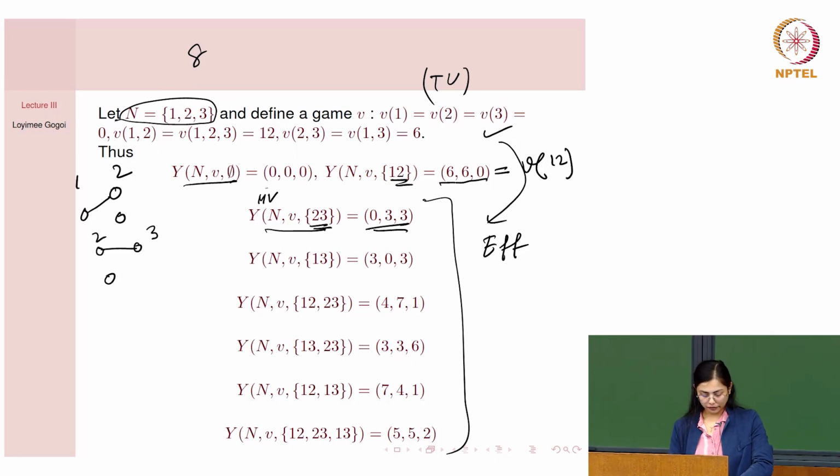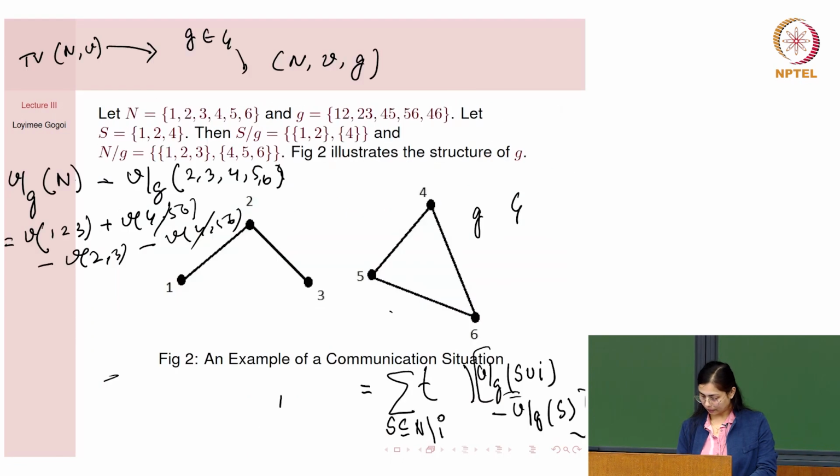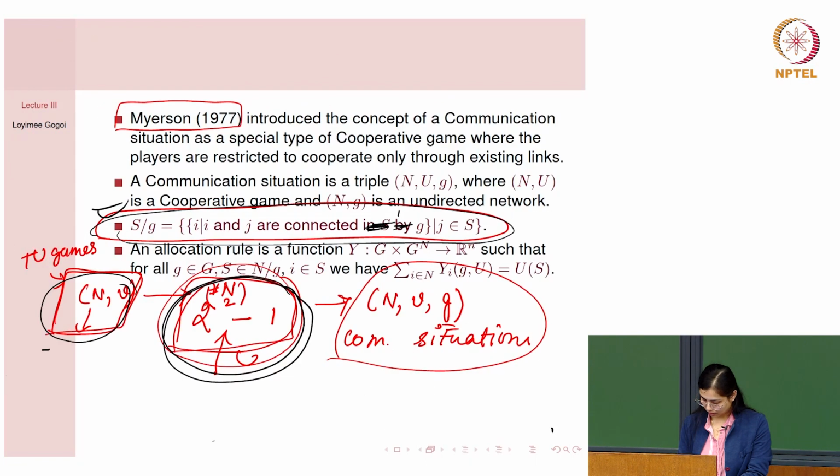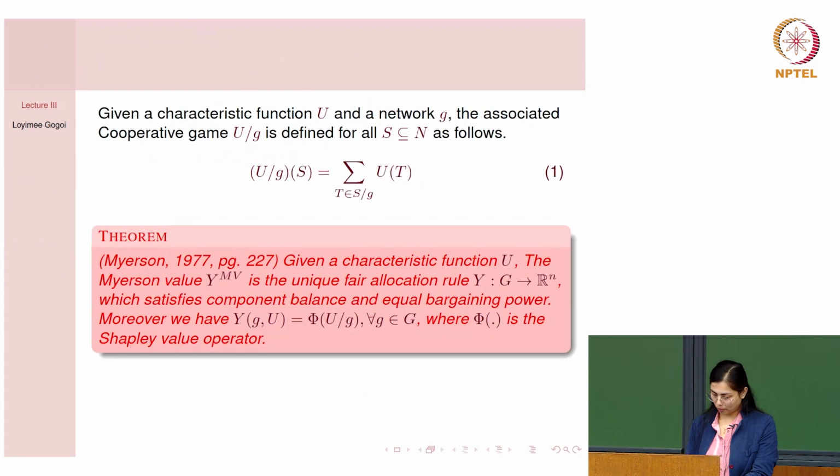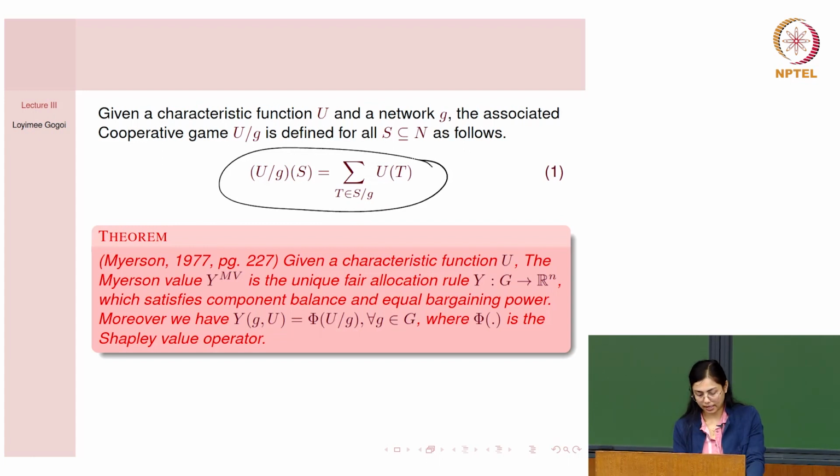So the definition of the Myerson value is, as I said, we define the Shapley value for the associated cooperative game. The associated cooperative game we define this way. And this is the Myerson value, which is the Shapley value for the associated cooperative game. The Shapley operator, as I said.